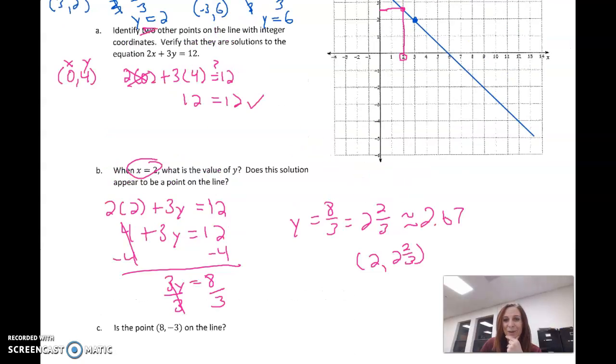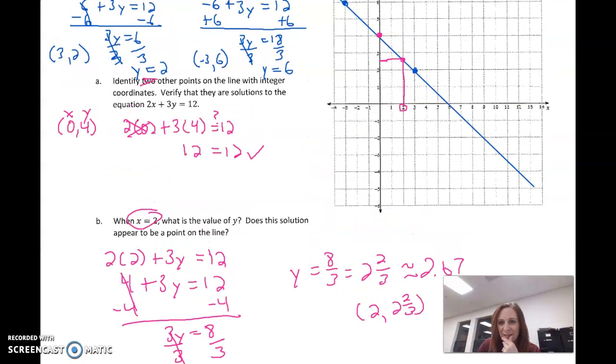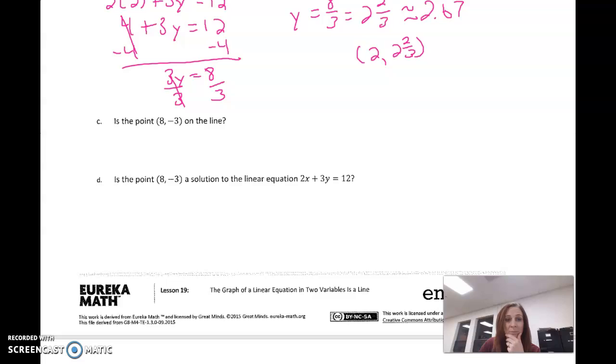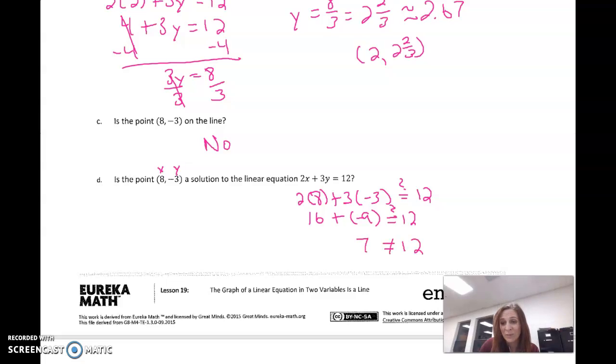Is the point 8, -3 on the line? Well, here's 8, and -3 would be right here. No. So, is it a solution? We know it's no. Only the numbers on the line are solutions. But if I wanted to plug it in real quick, again, this is x and this is y, I would say 2 times 8 plus 3 times -3, does that equal 12? 2 times 8 is 16, 3 times -3 is -9. Does that equal 12? Well, 16 plus -9 is 7, that does not equal 12.